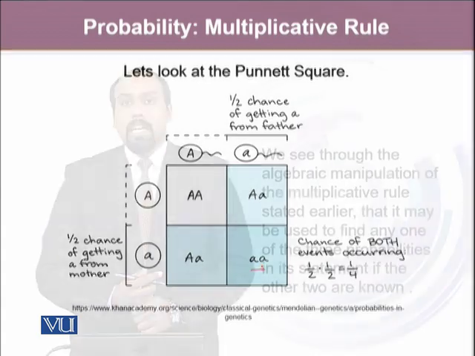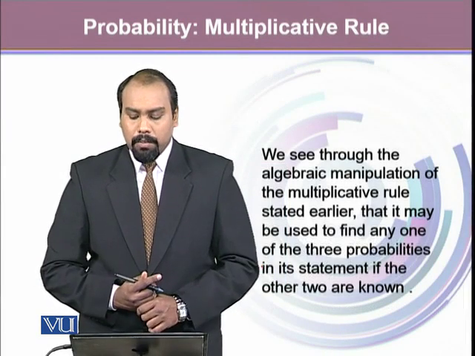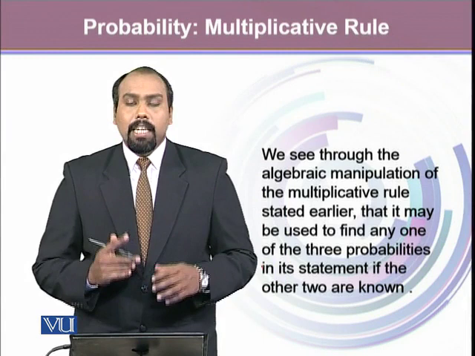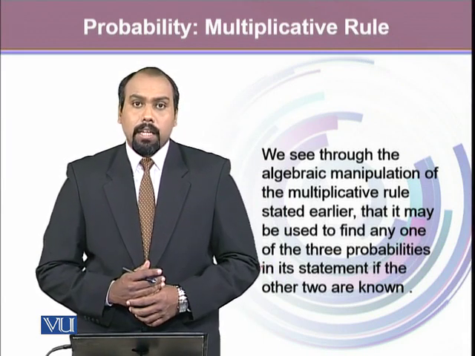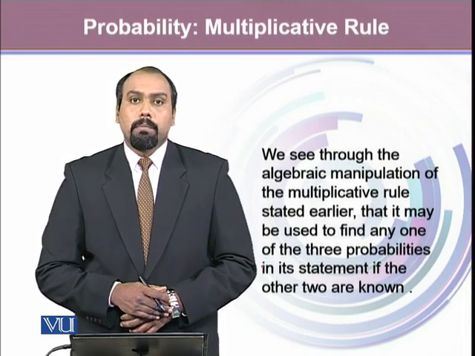We see through the algebraic manipulation of the multiplicative rule stated earlier that it may be used to find any one of the 3 categories if we know 2 of them. Thank you.